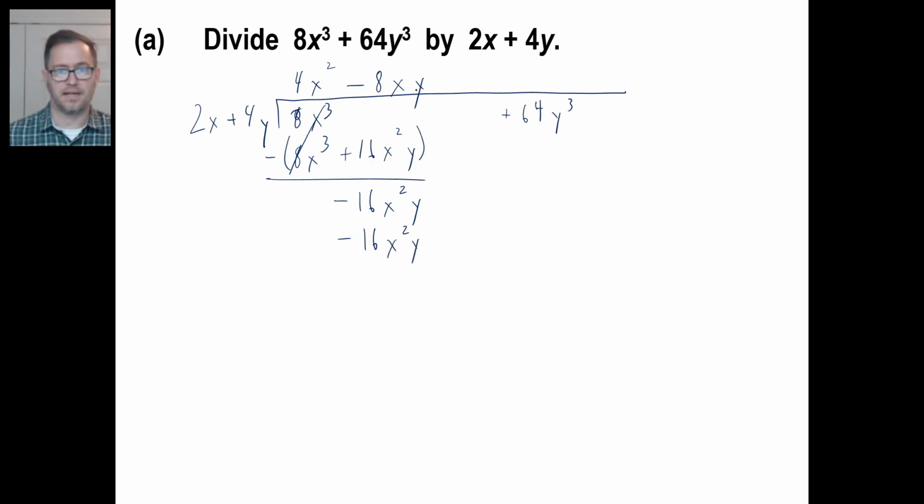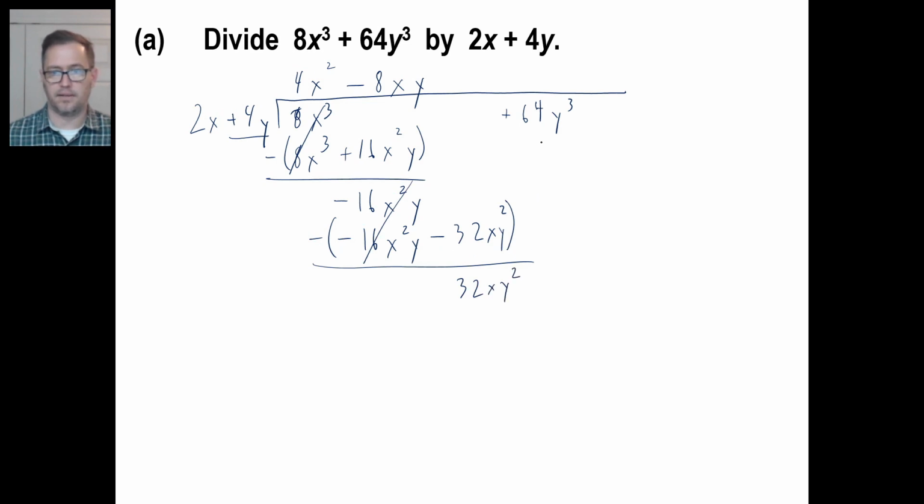Negative 8xy times this, a negative times a positive, will be a negative. 8 times 4 is 32. I have an x and I have a y squared. Okay. So now we're going to subtract again. That's, of course, always 0. The opposite of that will be 32xy squared. And now we're going to drop plus 64y to the third.